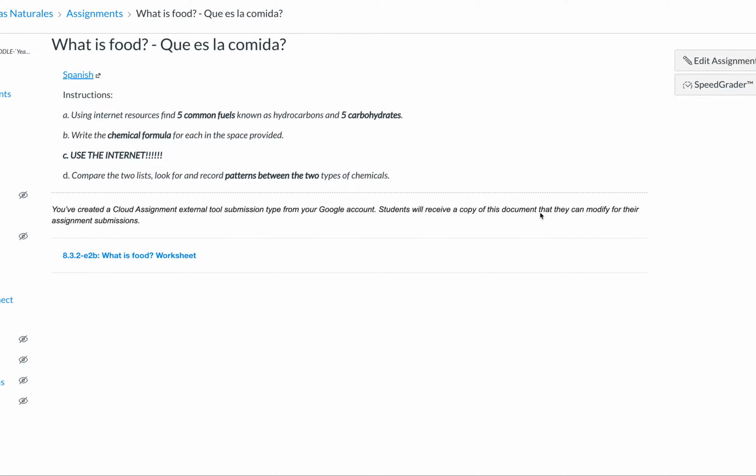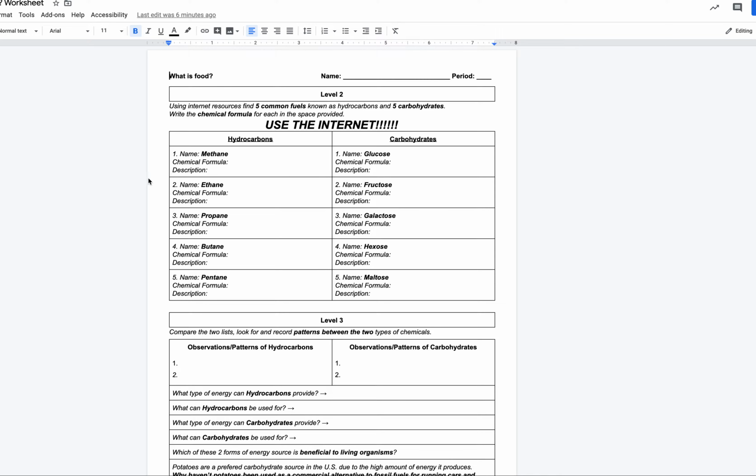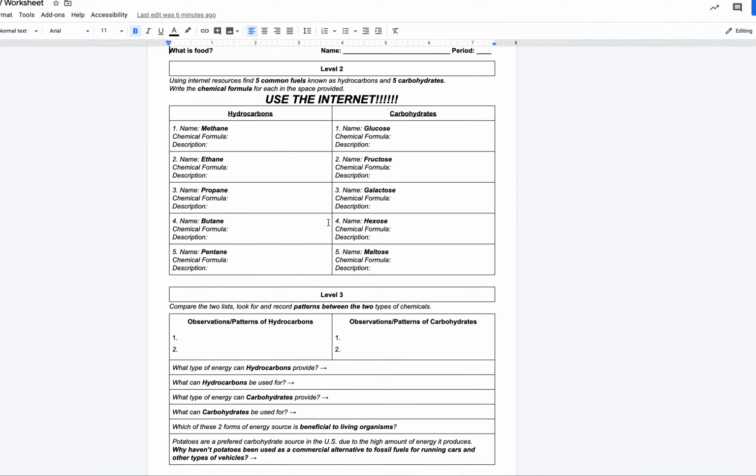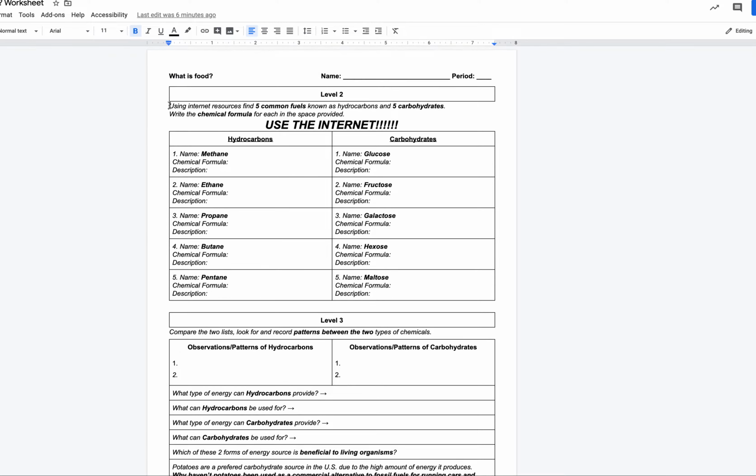All right, so for the what is food assignment, we're going to go to the assignment, right? When you click on that link, it'll take you to the assignment. What is food? It says using internet resources, find five common fuels known as hydrocarbons, they're right here, and five carbohydrates, they're right here. Write the chemical formula for each in the space provided.